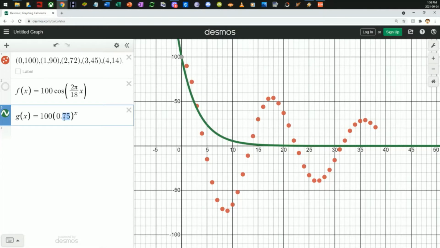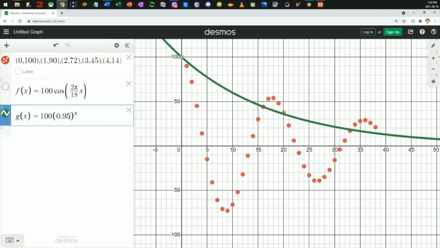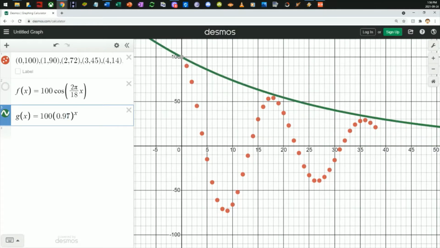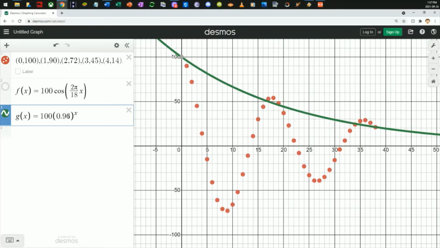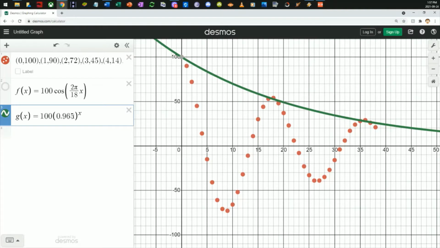Let's try 0.9. And by the way, at this point, I could try to do a mathematical analysis of this, but for the number of trial and errors I'm going to do, you know what, I'm just going to try it in Desmos. Still a little too little. Now we're getting closer. 0.97. Okay, now we're a little too big. 0.96. And by the way, we could keep going here as long as we want until we get the accuracy we're looking for.